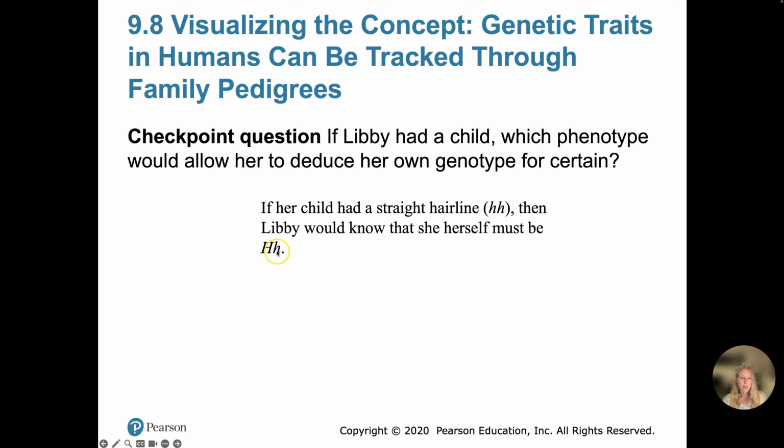So if Libby's child had a straight hairline, lowercase h, then Libby would know that she herself must be a heterozygote, capital H, lowercase h, or else she wouldn't have been able to pass on that recessive trait, the straight hairline trait, to her child. If she had a child with a widow's peak, that wouldn't really tell us much because she could still be a heterozygote or a homozygote and pass on the capital H.